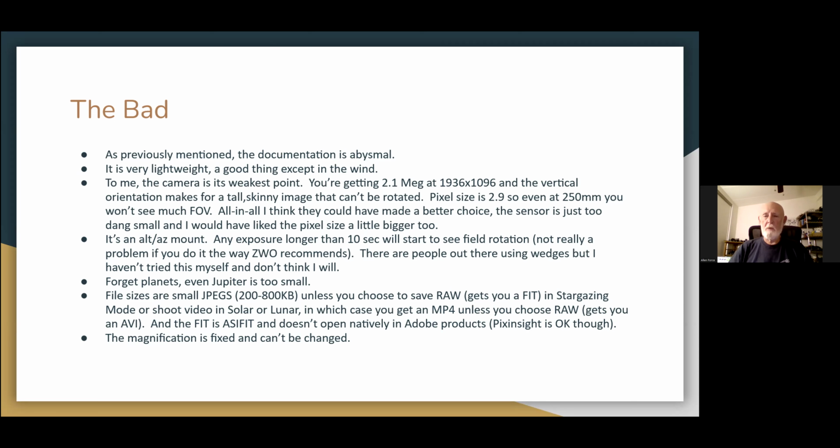The pixel size is 2.9, which is basically like the ASI 183. So even at 250 millimeters, you don't get much field of view. All in all, I think they could have made a better choice. The sensor, to me, is just too dang small. The orientation of it is not really favorable, and I would have liked to have the pixel size a little bit bigger too, but there's no way to retrofit any of that. It is an Alt-az mount.